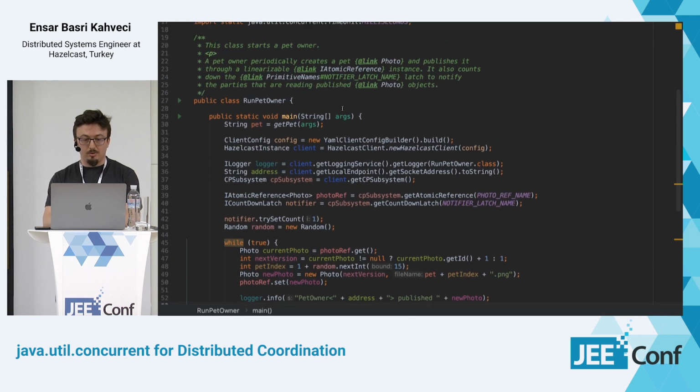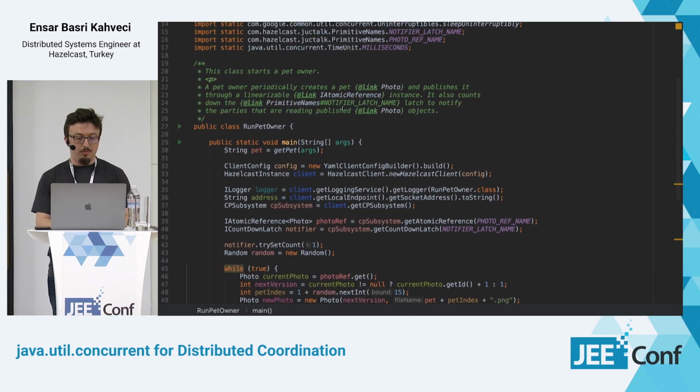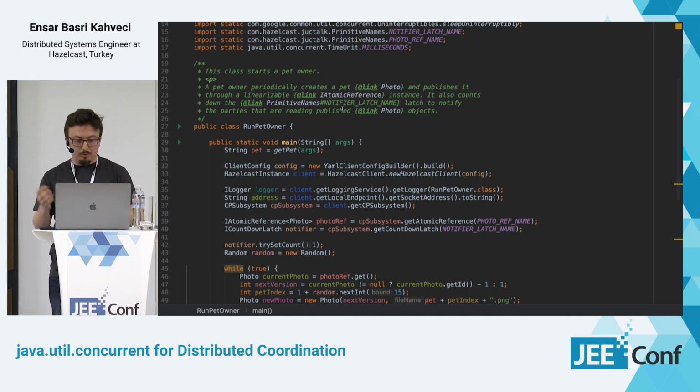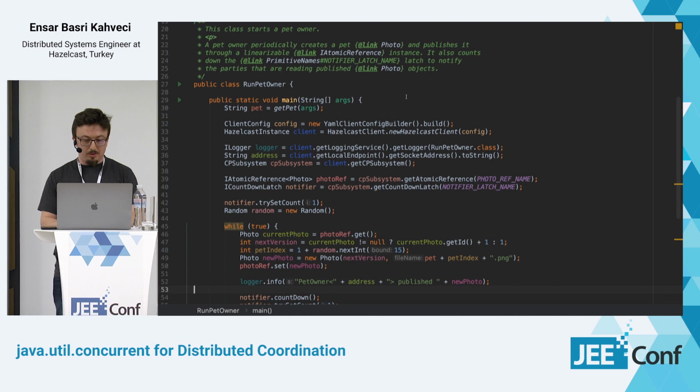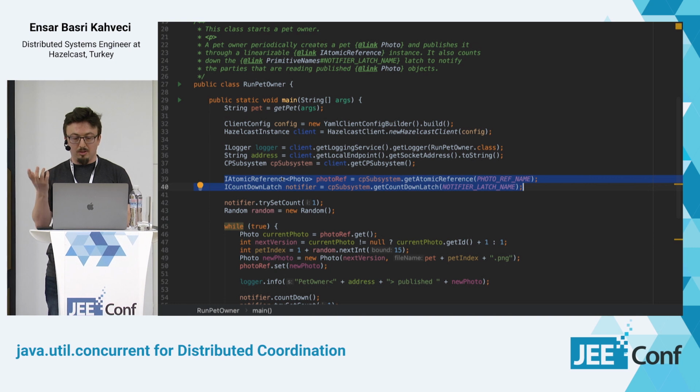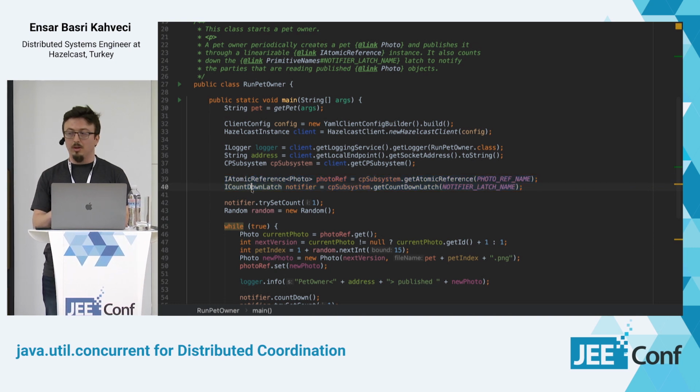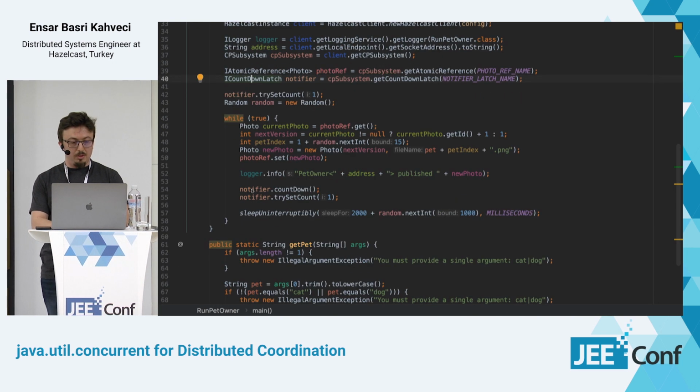Okay, this is my class to publish new photos. I will run this class and it will publish some photos for my cats and dogs. Here I'm using a Hazelcast client to connect to my cluster. Then I am fetching two primitives. The first one is an atomic reference, a distributed version of the JDK's atomic reference. And we also have a countdown latch.